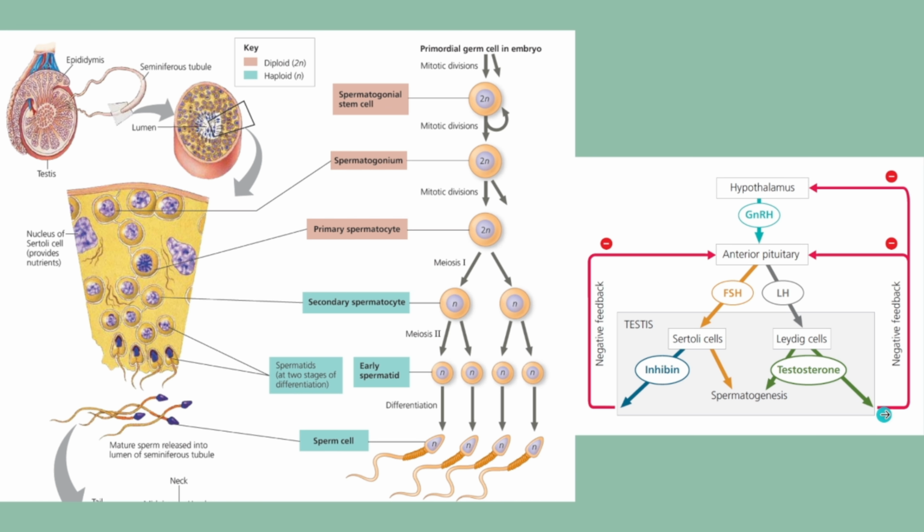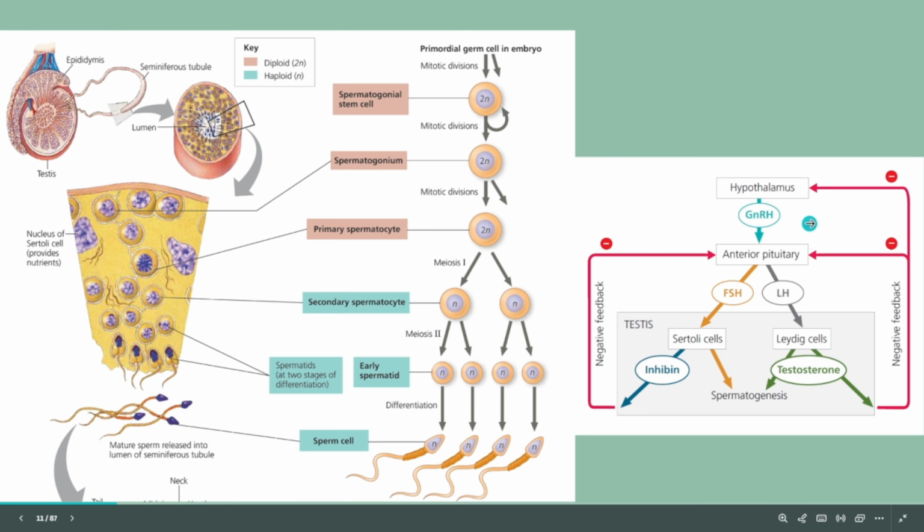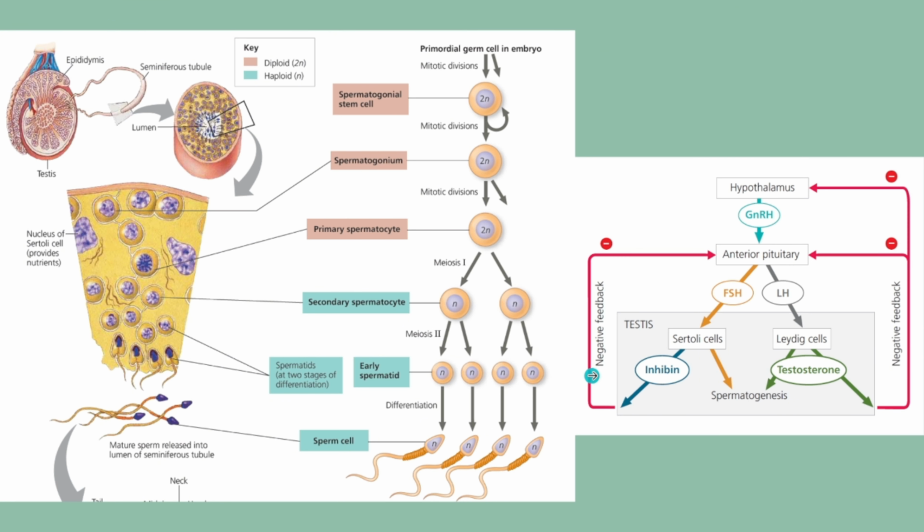However, if testosterone is very high, it will provide a negative feedback mechanism. Similarly here, if the Sertoli cells are too active, they will secrete the hormone inhibin, which also produces negative feedback, meaning that they will stop the spermatogenesis. So this is the role of FSH and LH in the regulation of spermatogenesis.